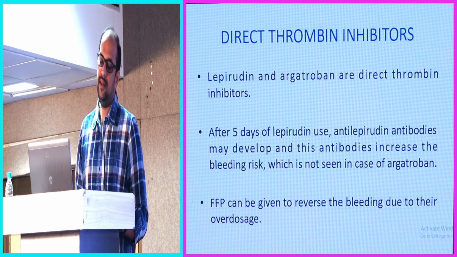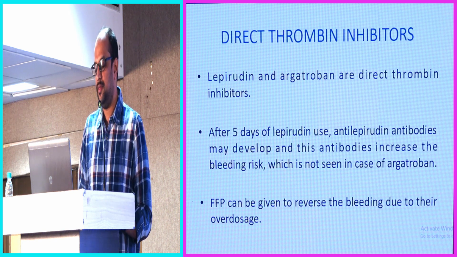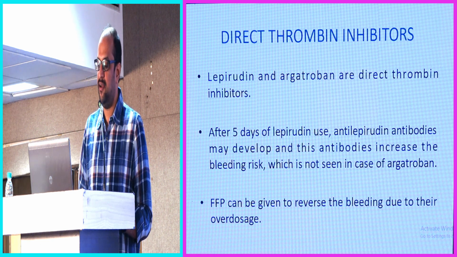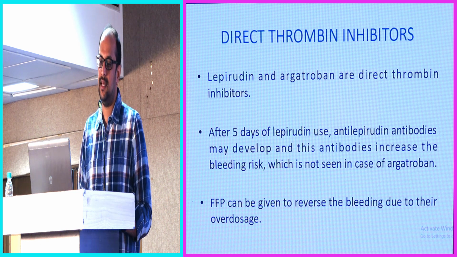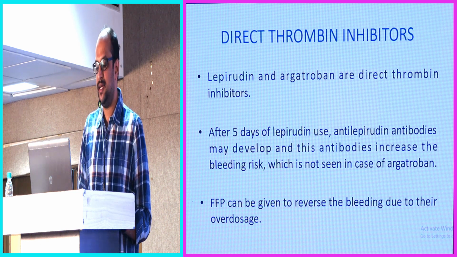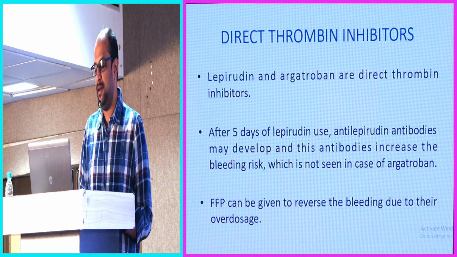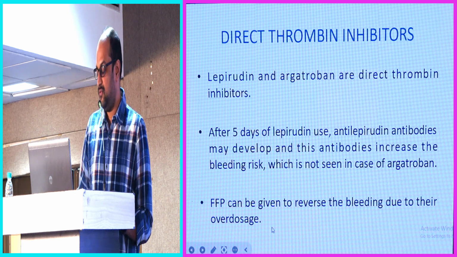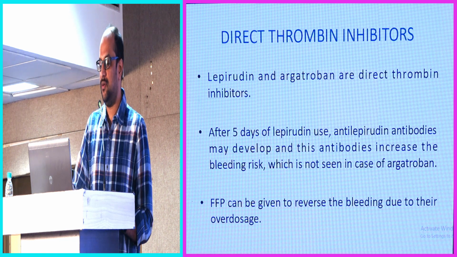Coming to direct thrombin inhibitors, the drugs that are commonly used and studied in CRRT are lepirudin and argatroban. But after 5 days of lepirudin use, the patient may develop anti-lepirudin antibodies, and contrary to our expectations, these antibodies can potentiate the bleeding tendency rather than decreasing it, and we may need to give FFP to reverse the bleeding if it occurs because of overuse of these drugs.